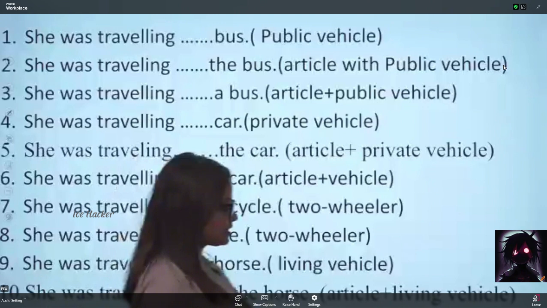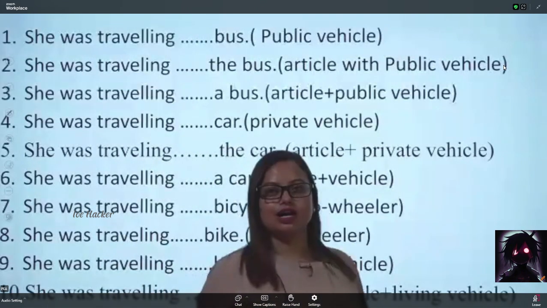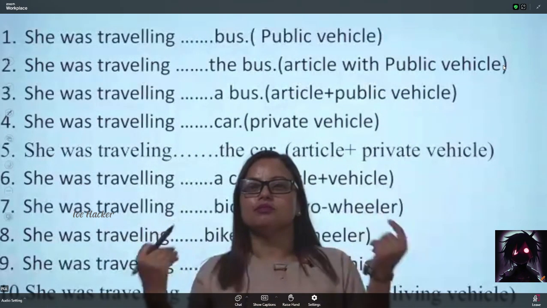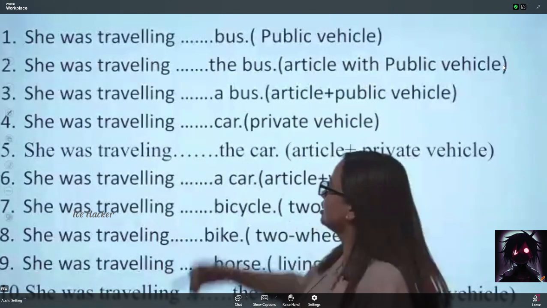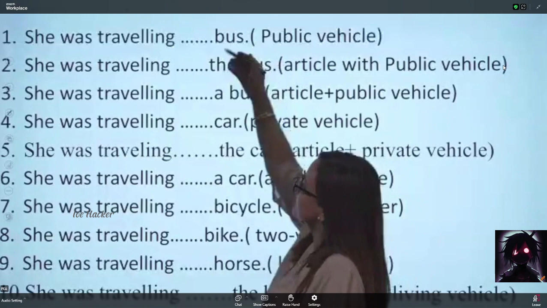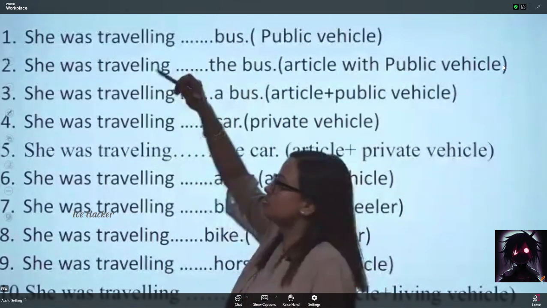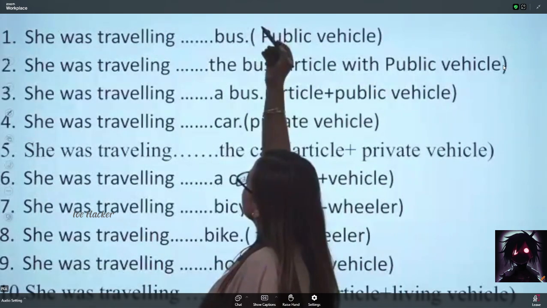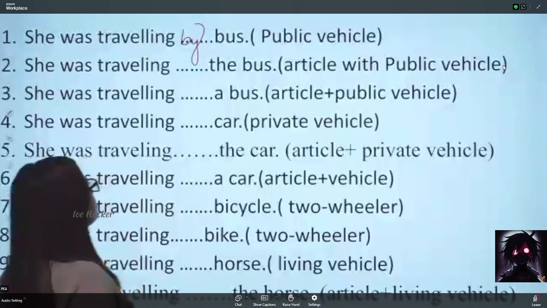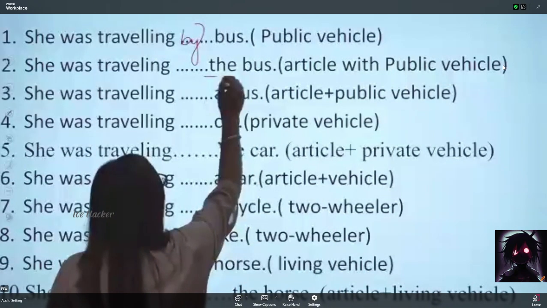So let me take you towards our question. She was traveling dash bus. Now tell me, bus is alone. There is no article. So bus is just for number two. She was traveling dash the bus. Okay, now article and vehicle.